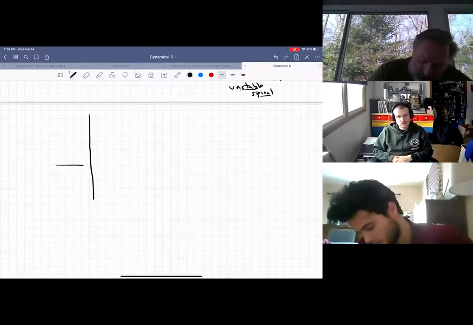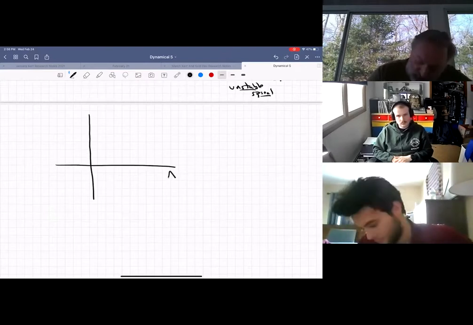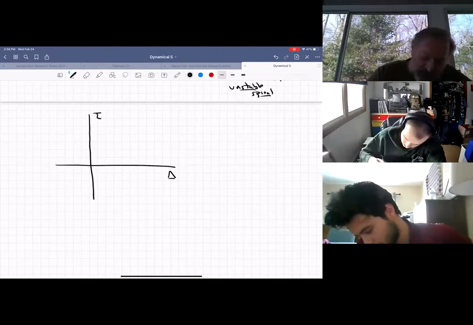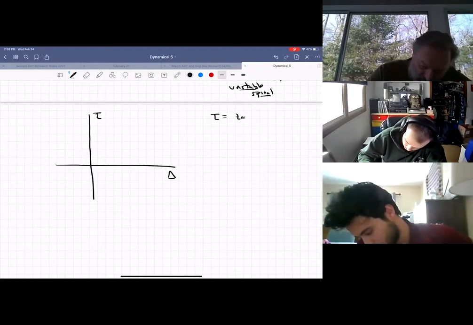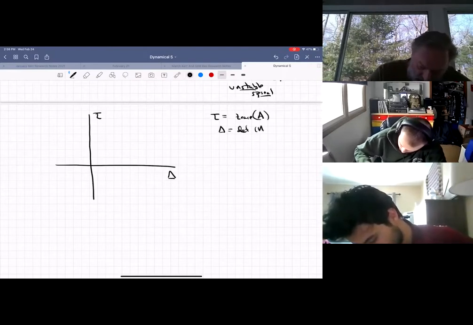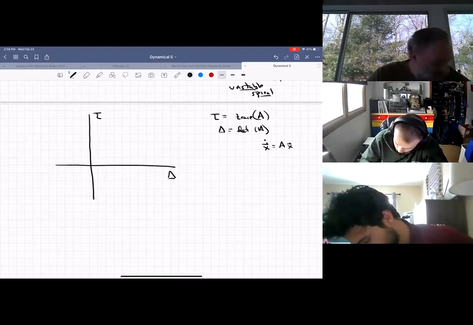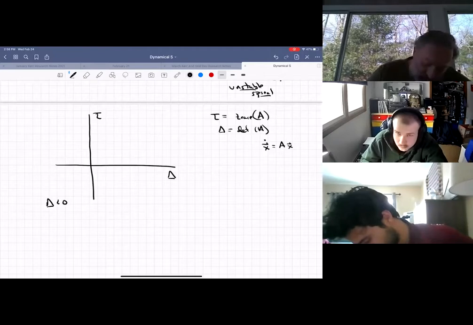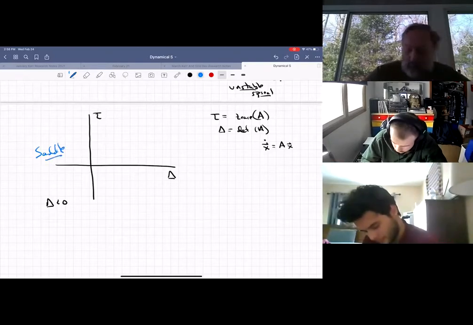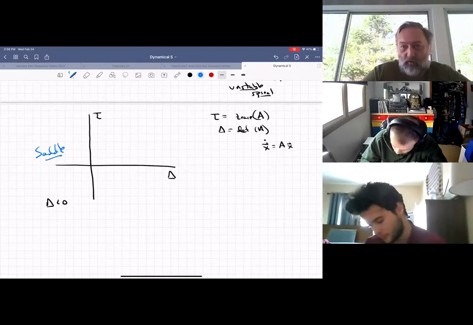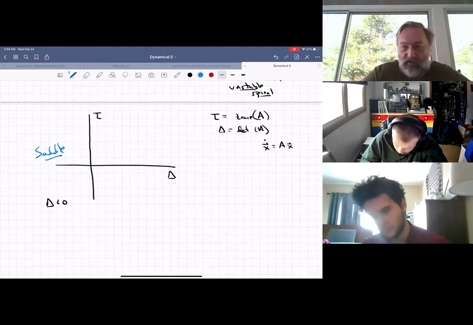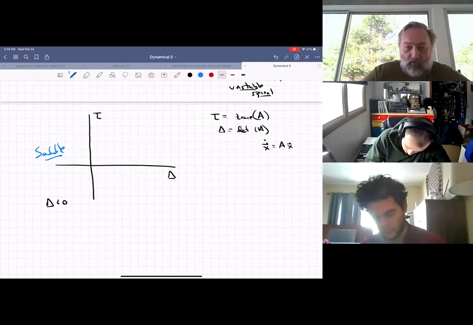But I wanted to just draw a general graph. It turns out that if you plot trace versus delta, where this is the trace of A, and delta is the determinant of A, and this is for x vector dot is A x vector, then anything with delta negative, everything over here, is a saddle. In other words, if you compute the determinant of A and delta is negative, you're guaranteed to get a saddle.